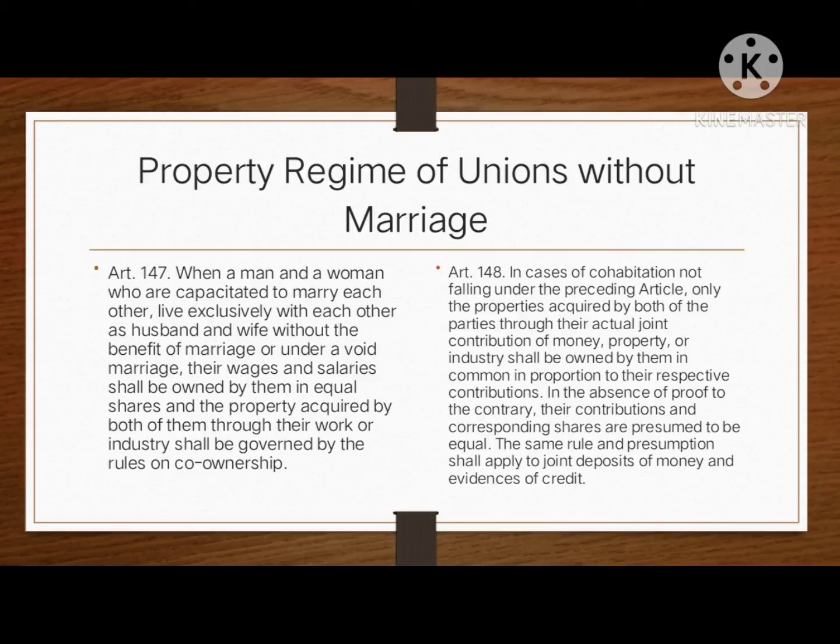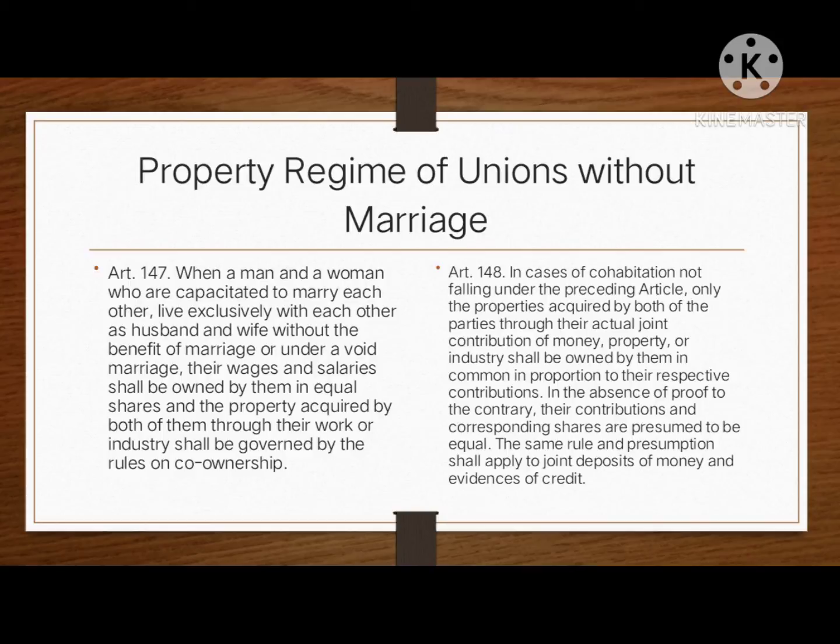So, signed nilang dalawa yun as that properties is owned nilang dalawa or the properties na paghahatian nilang dalawa when it comes to separation of properties. In the absence of proof of the contrary, their contributions and corresponding shares are presumed to be equal. The same rule and presumption shall apply in joint deposits of money and evidences of credit. So yun nga, equal yung mga properties na paghahatian nila.